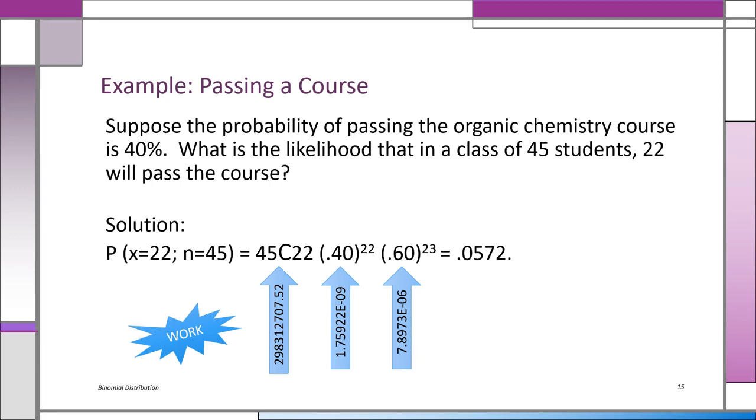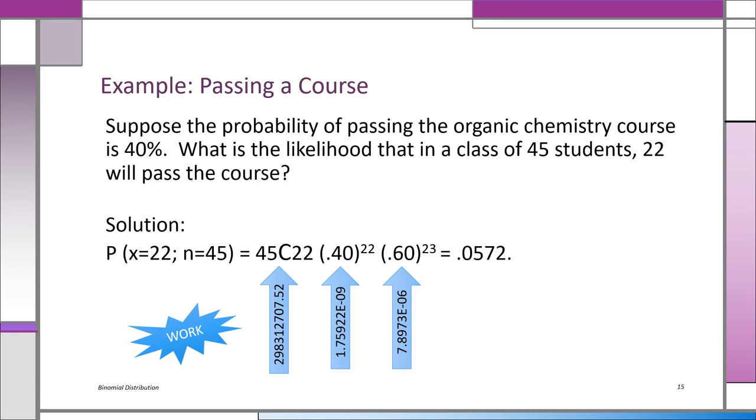Here's another example. Suppose the probability of passing the organic chemistry course at your college is 40%, which is of course 0.40. What is the likelihood in the class of 45 students taking the organic chemistry course that 22 will pass? Okay, now remember you only need n, p, and x. Well, n is 45. We're asking about 22 out of 45, so x is 22. And the p, let's say 40%, that's 0.40. So it's 45 combination 22 times 0.40 to the 22 power times 0.60 to the 23.